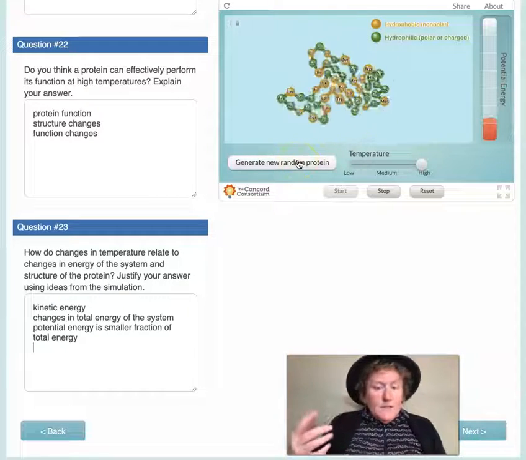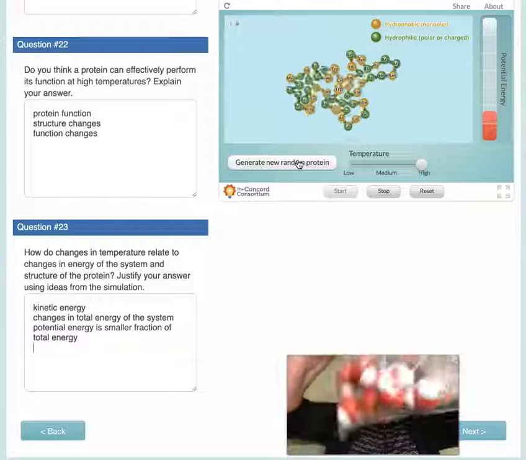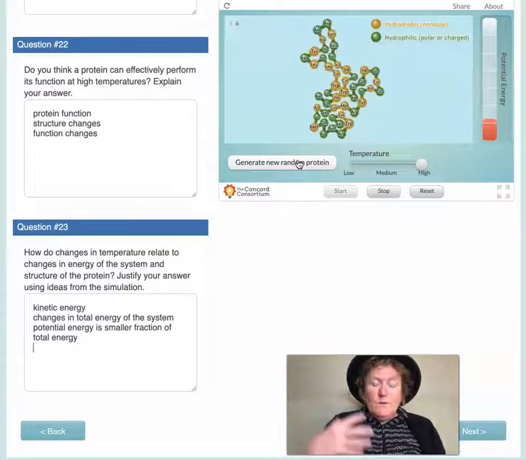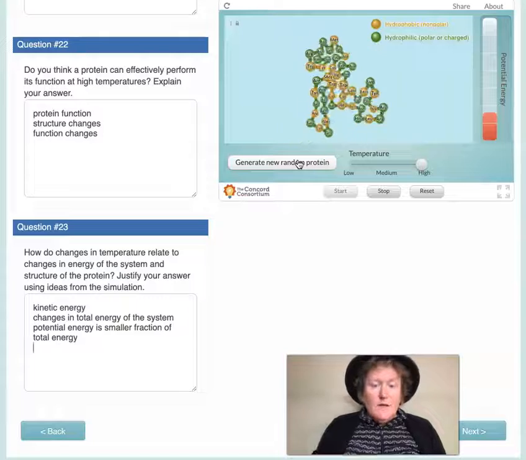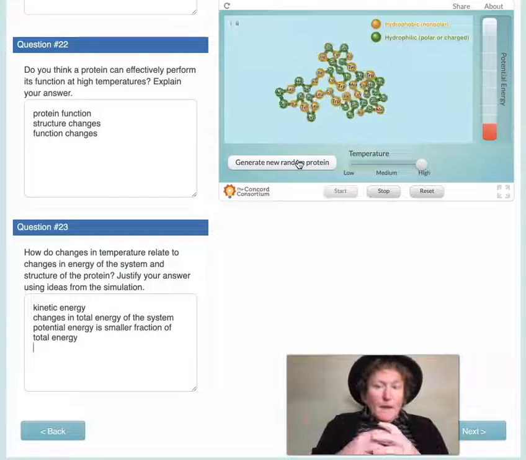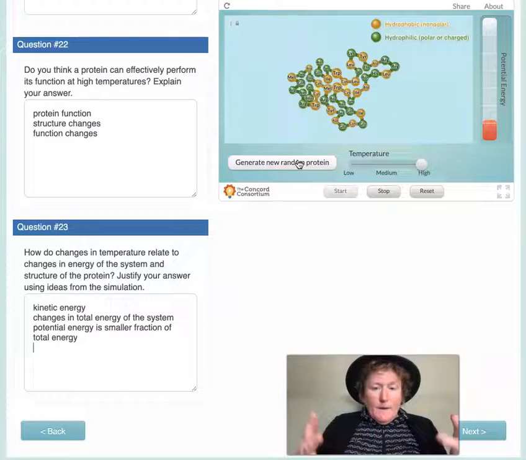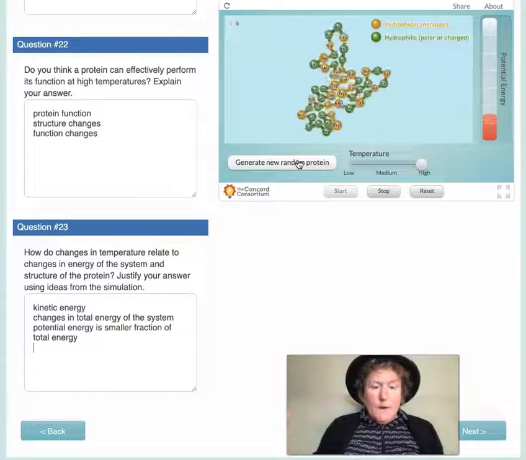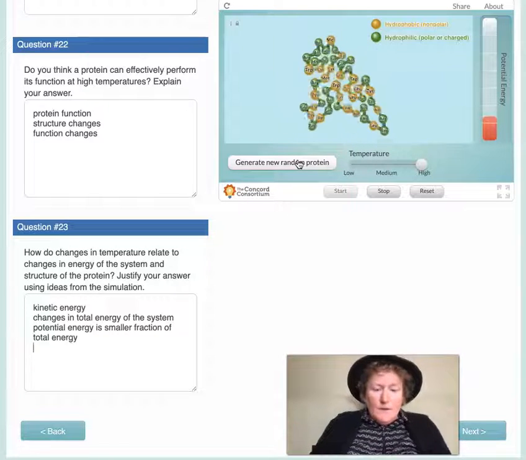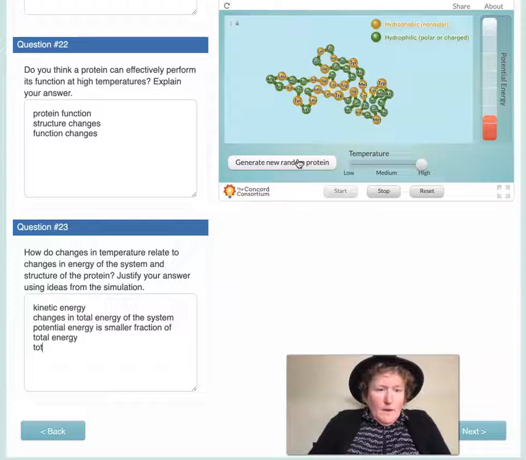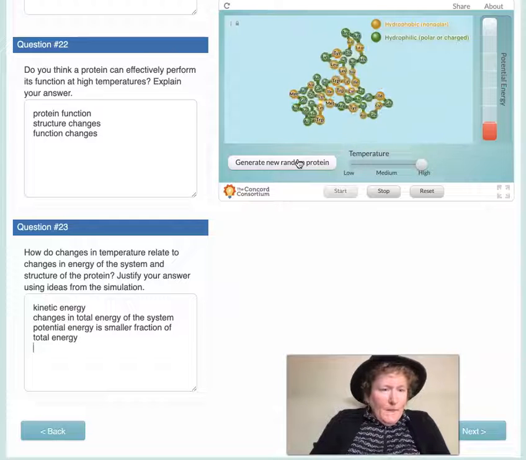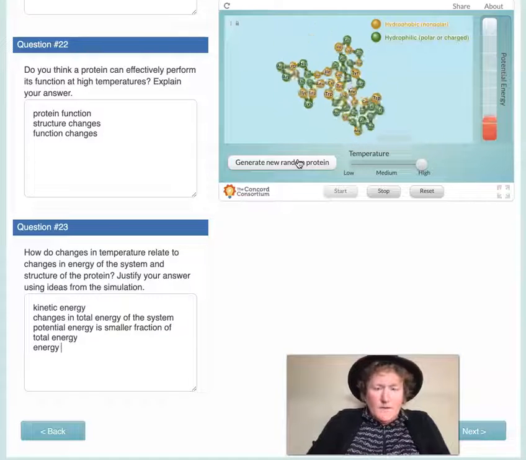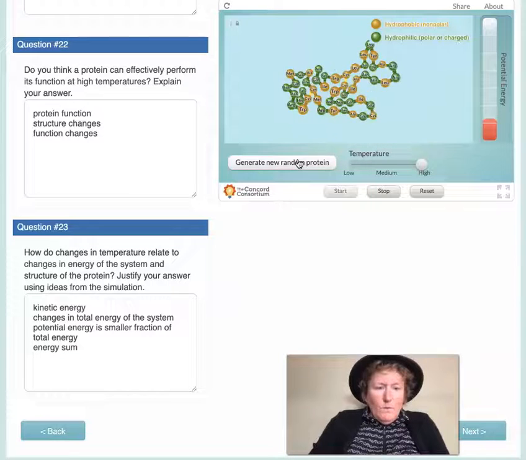That energy of the system goes up when I shake it. And so there's more energy total, and so the fraction of potential energy is smaller. So it's less important in the entire energy equation. So we can say total, we can think about the energy sum of the whole system.